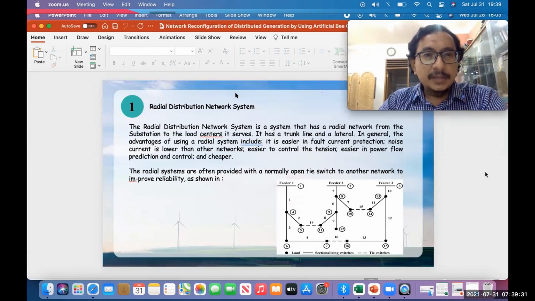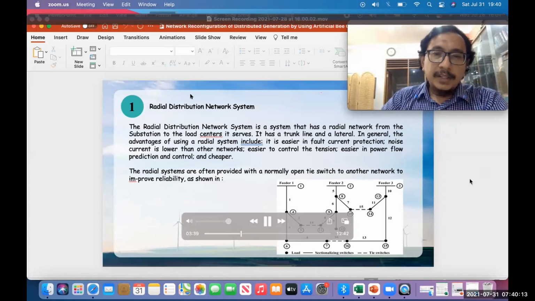Next slide, a discussion about the radial distribution network system. The radial distribution network system is a system that has a radial network from the substation to the load center it serves. It has a through line and laterals. In general, the advantages of using a radial system include it is easier in fault current protection, fault current is lower than other networks, easier to control the voltage, easier in power flow prediction and control, and cheaper. The radial system is often provided with normally open tie switches to another network to improve reliability, as shown in this figure.